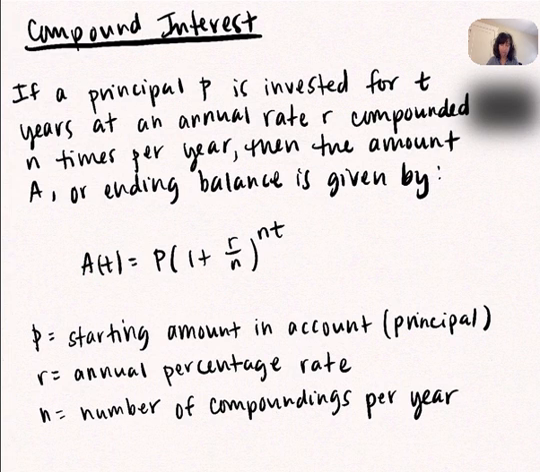Now, capital P is the amount you invested, the initial amount. R is the annual percentage rate. And N is the number of compoundings per year. So that's how many times per year you're going to calculate how much money you've made and get more money.